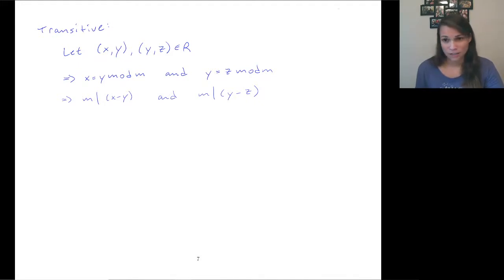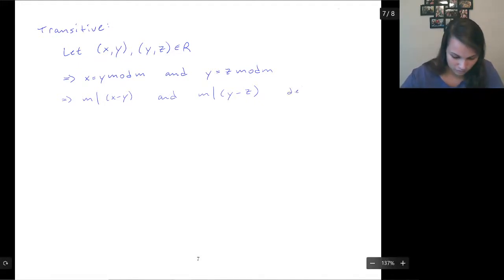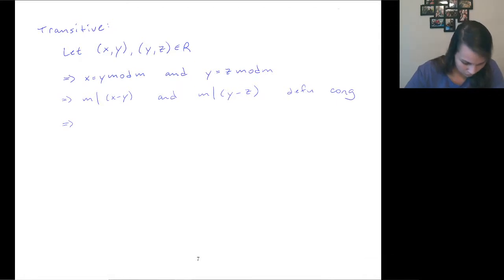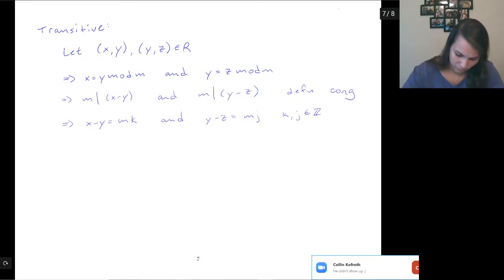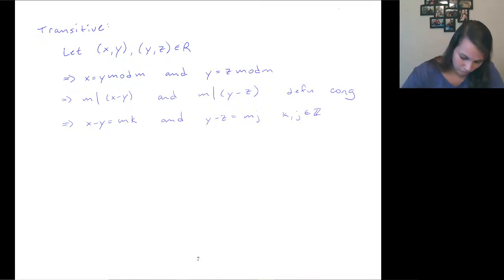Once again, we're going to just chase this definition. This was definition of congruence. We know what divides means, so that's the next definition we're going to invoke. So we've got x minus y is going to equal mk, and y minus z is equal to mj, where k and j are going to be integers. Definition of divides.